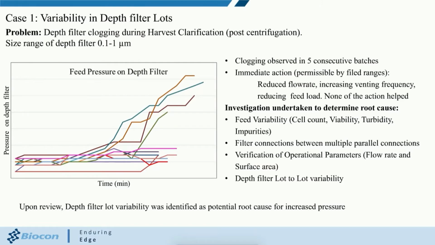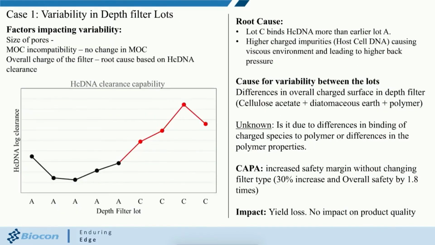And verification of operational process parameters. Have you increased the flow rate? Have you reduced the surface area? Is there any change in the surface area being used in the routine manufacturing process? And finally, we have looked at the depth filter lot variability. So these are the areas we looked at. Finally, based on the review, we have identified that the probable and potential root cause for the pressure is basically the change in the lot, the specific depth filter lot. So the next slide will talk about how the depth filter lot has been identified as the root cause in this case.